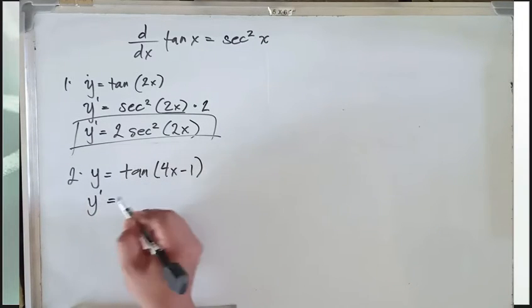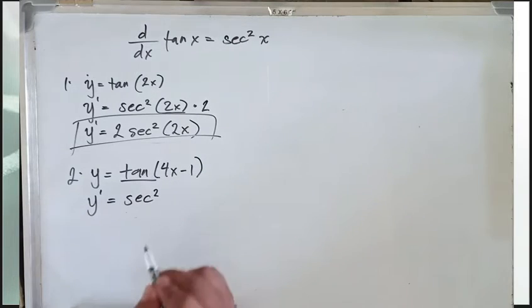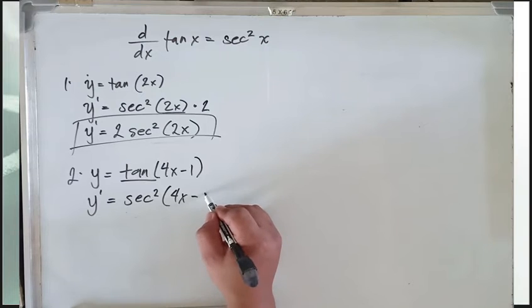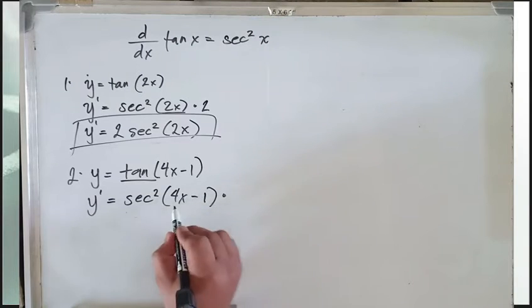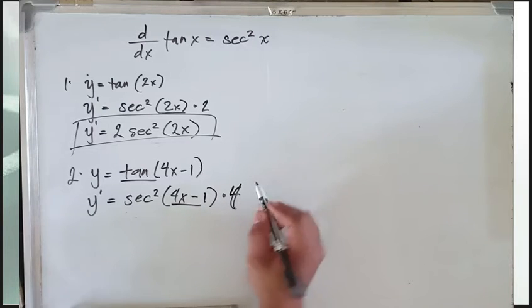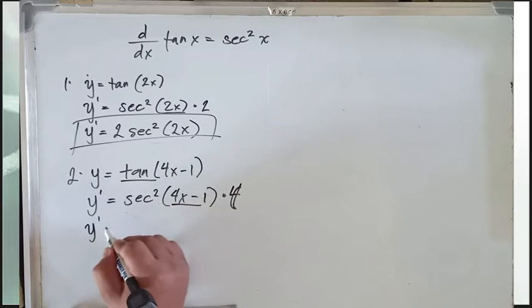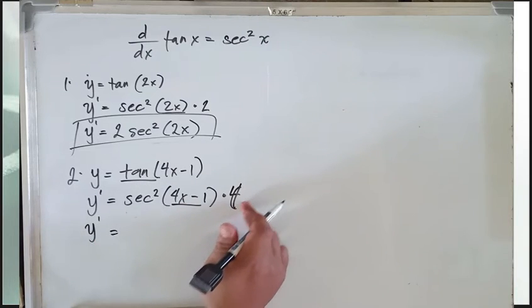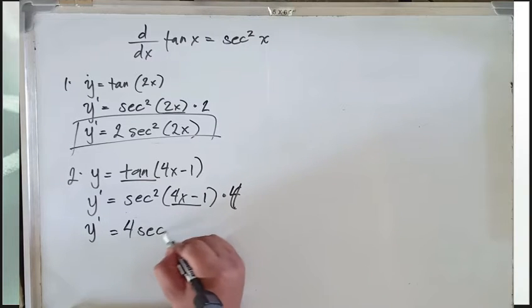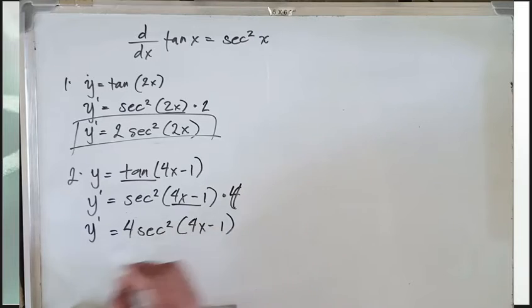So finding its derivative, we know that the derivative of tangent is just the secant squared. Then let's rewrite the angle, 4x minus 1. Then multiply the derivative of this, which is 4. So 4 times, of course we have 1 here. Then we just need to reposition your 4 before the secant. So we have 4 secant squared of 4x minus 1.